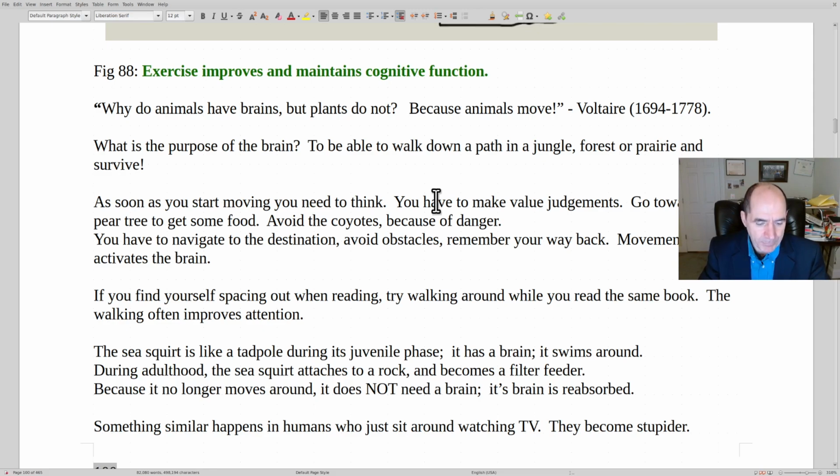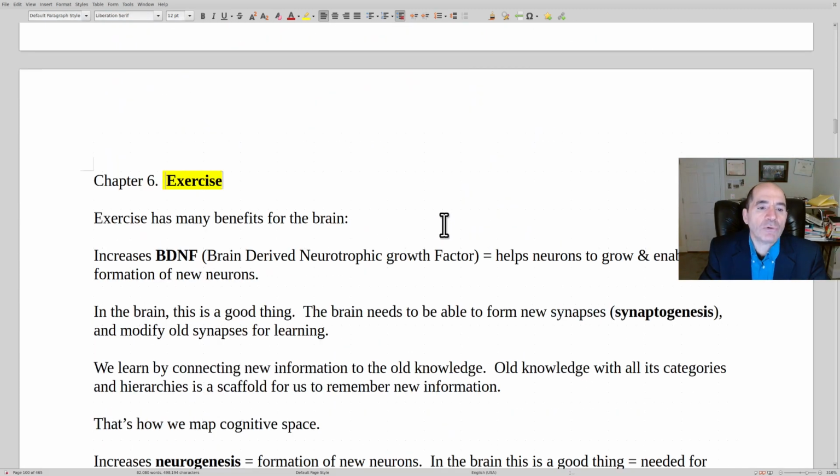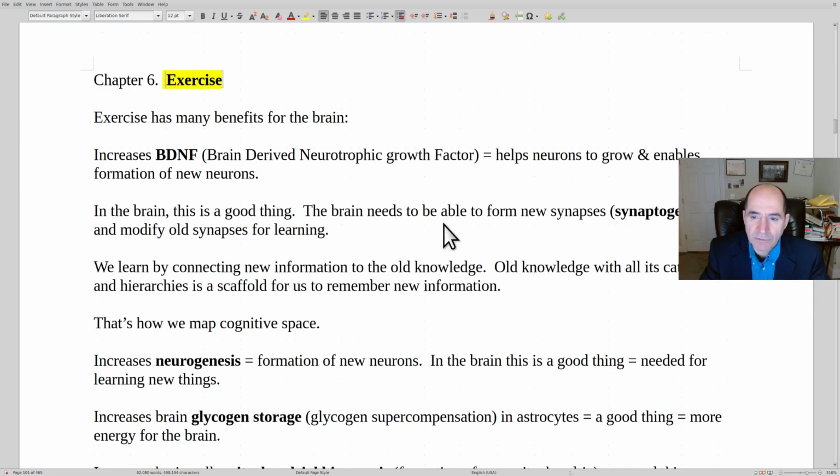Other benefits of exercise. Let's see, are we going to go into these now, or do I go into them later in the book? Oh no, that's a whole new chapter, when I talk about exercise benefits for the brain.